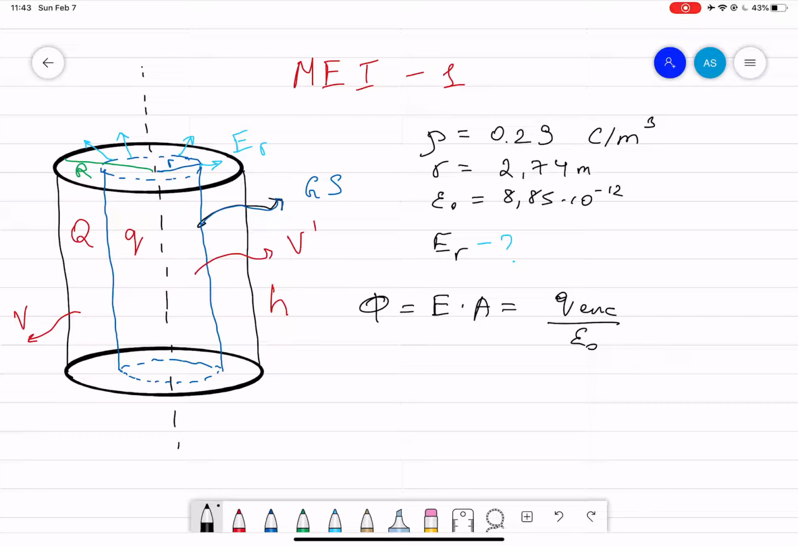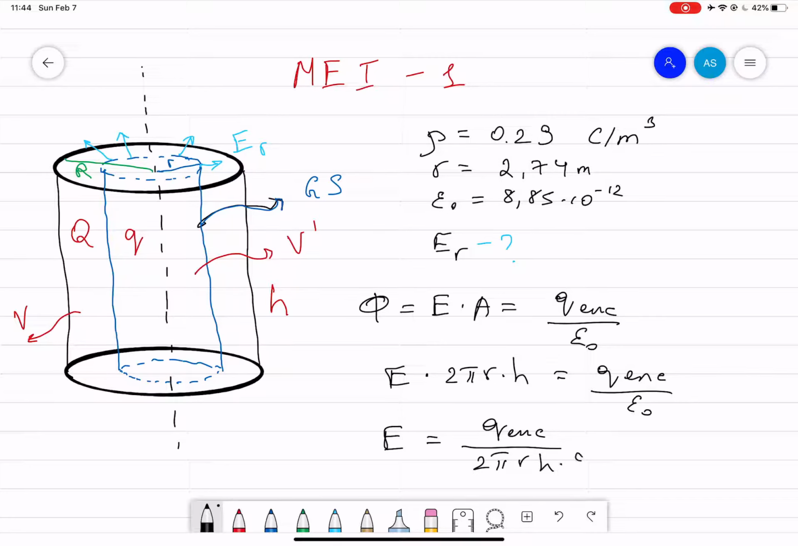So that means we can say that the electric field multiplied by the area of this imaginary Gaussian cylinder, which is 2 pi r times the height h, is equal to the Q enclosed. This small Q enclosed means the charge which is inside this Gaussian surface, inside the cylinder at a distance of r, divided by epsilon naught. So that means the electric field will be equal to Q enclosed divided by 2 pi r h times epsilon naught.